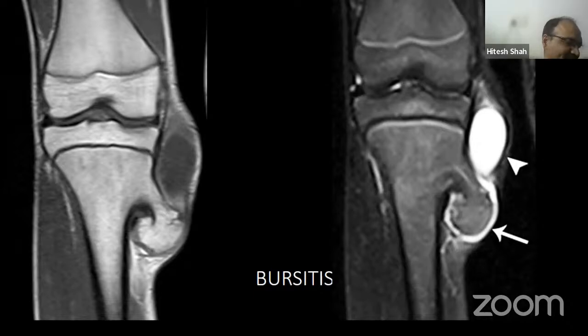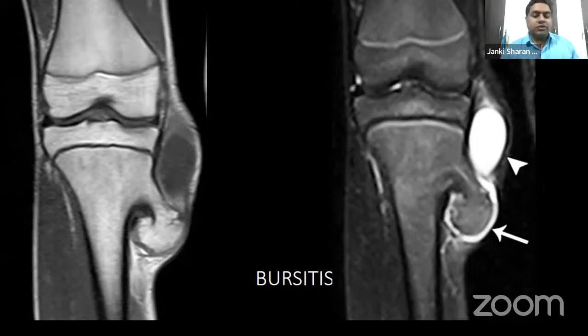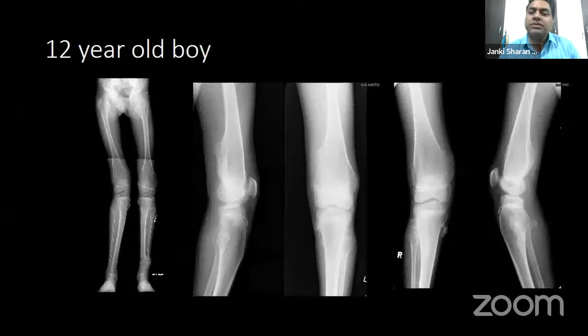Any other question? If there is nothing else on exostosis, we can proceed to the next case. Same exostosis, same case.